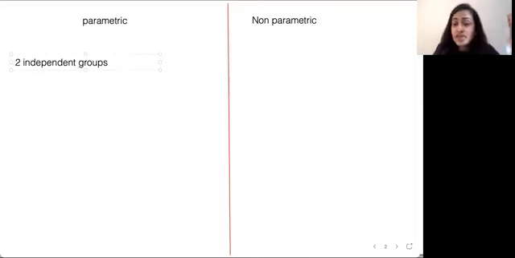Because it's under parametric? Yes. Now, when I say two independent groups, what did I tell in the last class? What do we mean by independent?